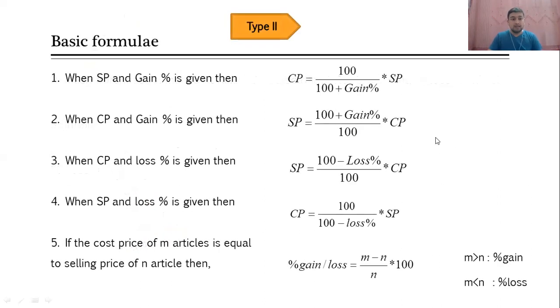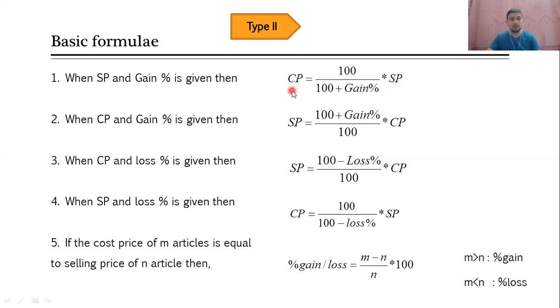Now let us see, this is a very important slide from this chapter. Okay, you have to remember these formulas because many times you will get a question directly based on these formulas. Okay, these are very simple. We will see one by one. So whenever in the problem selling price and gain percentage is given, how to calculate CP? So CP is equal to 100 upon 100 plus gain percentage into SP.